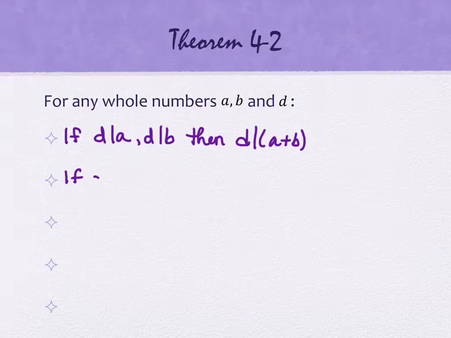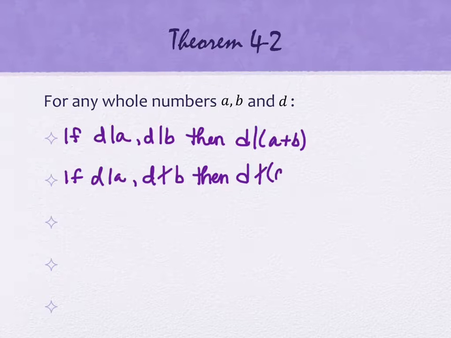If D divides A and D does not divide B, then D will not divide the sum, A plus B. Right? If you did even plus odd, that's not going to still be even, so it's not going to be divisible by the number 2. Doesn't work.